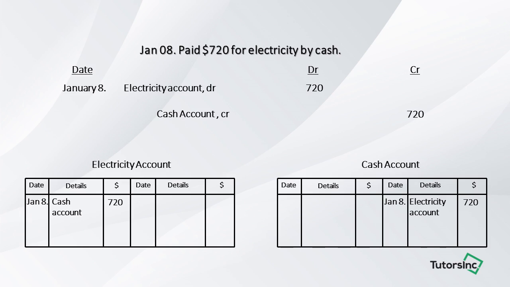Electricity account has been debited, so as you can see on the screen, we will record on the debit side of electricity account with the name cash account, and the value is going to be $720. Similarly, cash account has been credited, so we would be recording on the credit side of cash account with the name electricity account with $720.